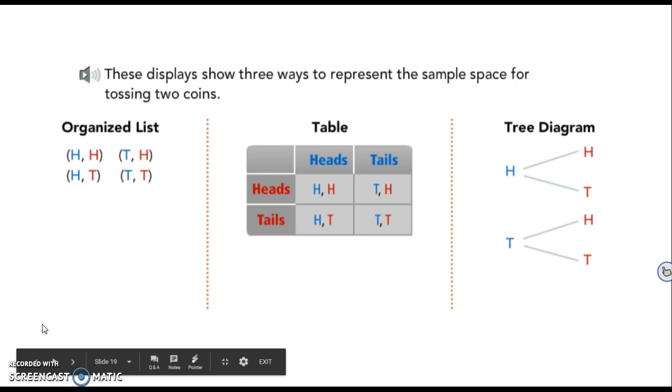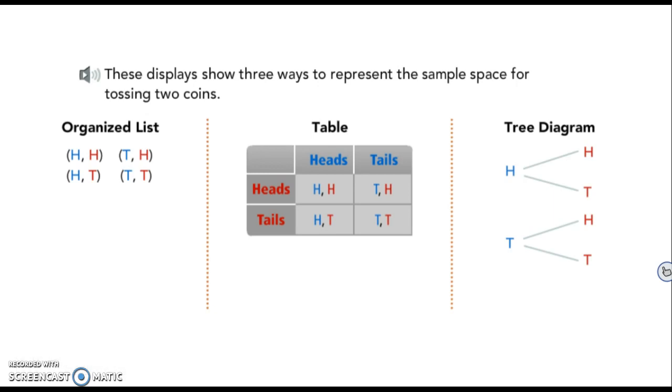Today's lesson is on sample space of compound events. These displays show three ways to represent the sample space for tossing two coins. We can write an organized list where we show our outcomes in parentheses. We can use a table or a tree diagram. In this lesson, we're going to explore all three of these ways to represent the sample space for compound events.